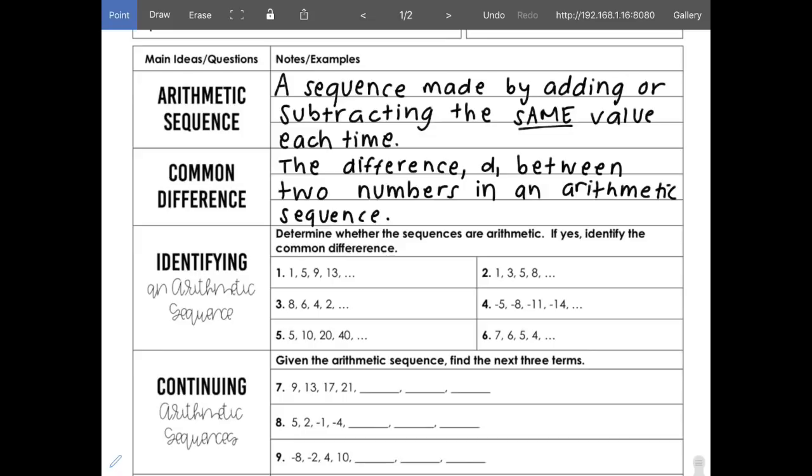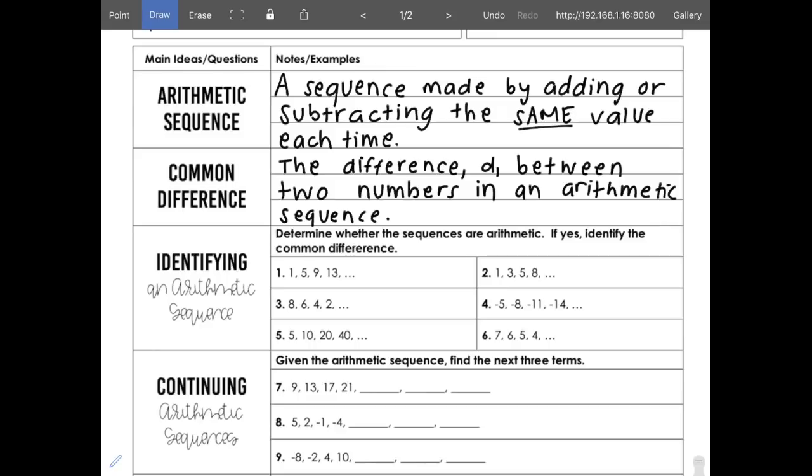And then we're going to be identifying an arithmetic sequence. All we're going to be doing is seeing, okay, is this sequence arithmetic or not? So let's do that first. We're just going to see if it's arithmetic or not.